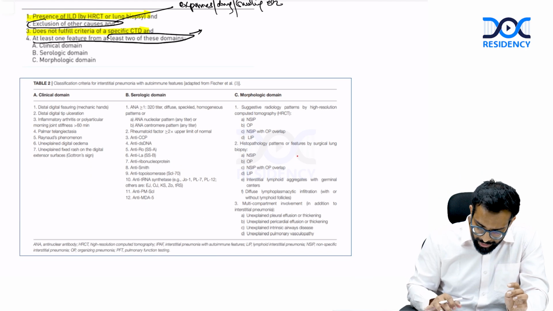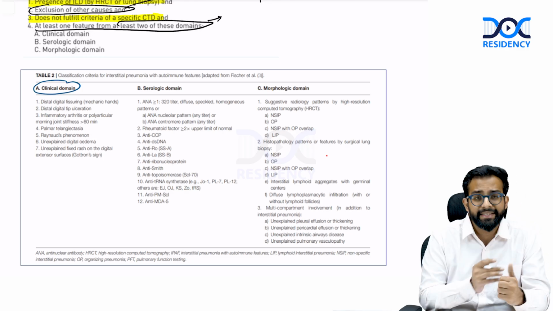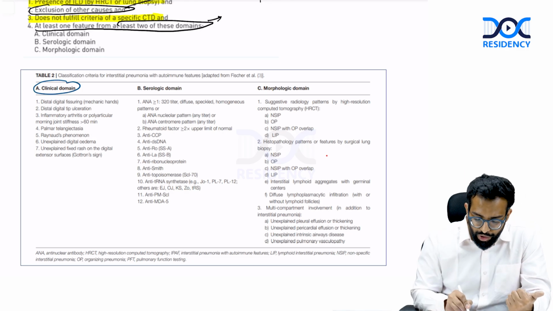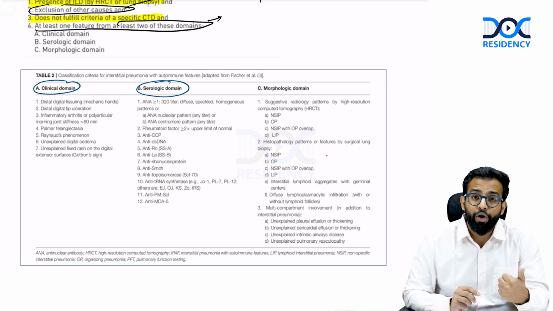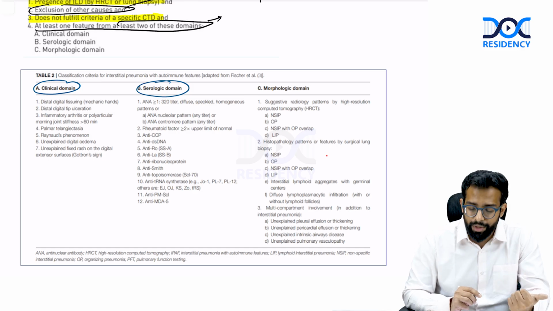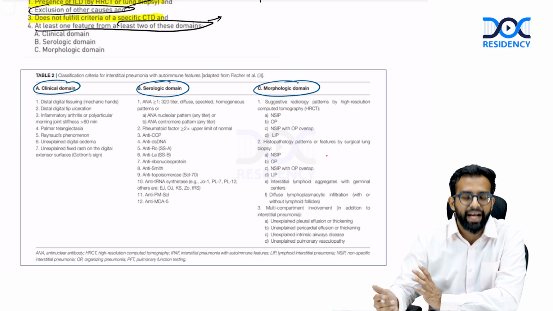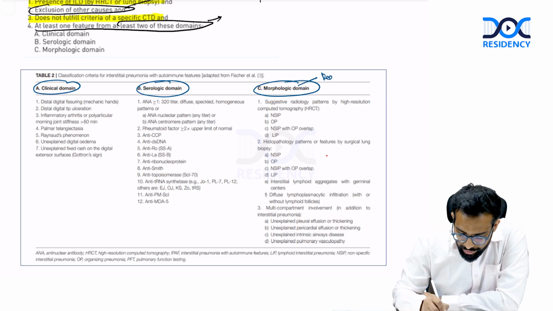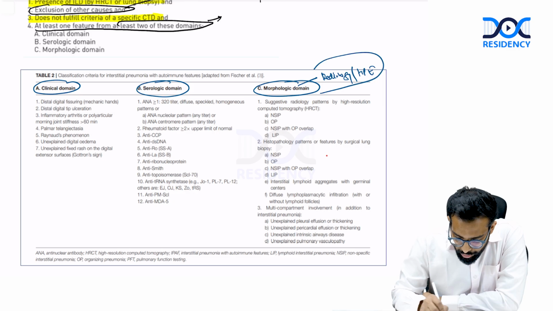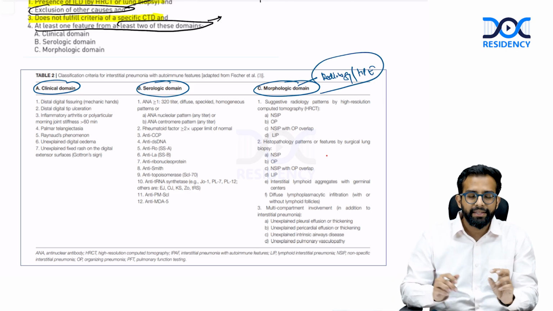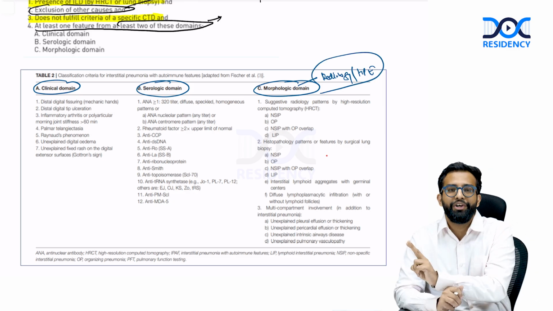So these are the three domains. You have a clinical domain, that is clinical features of autoimmunity. You have a serological domain, that is presence of autoantibodies that suggest autoimmunity. And third is the morphological domain, that is the presentation of the ILD either on radiology or on histopathology. So out of these three domains, the patient should fulfill at least two of the domains.